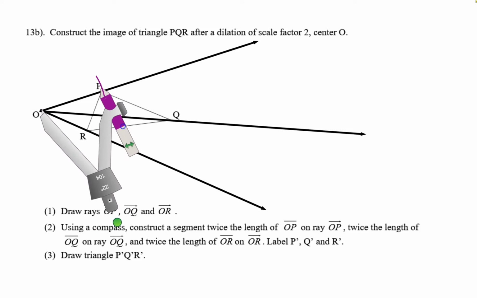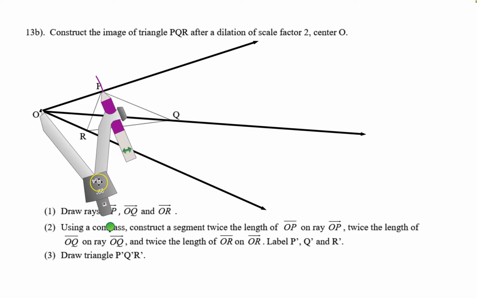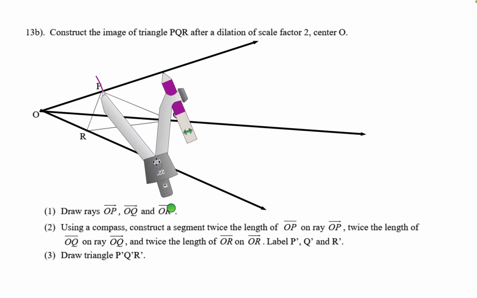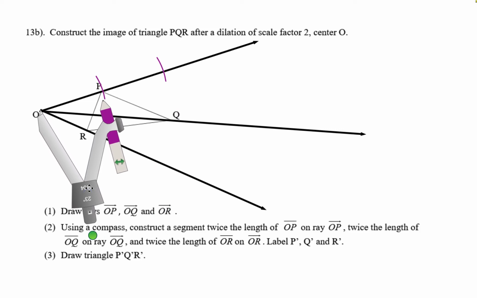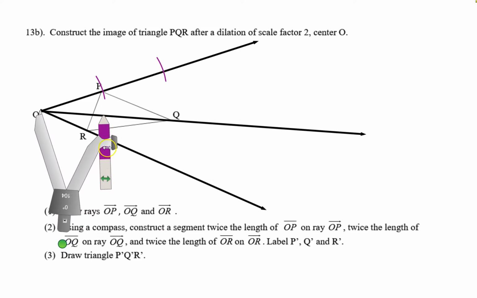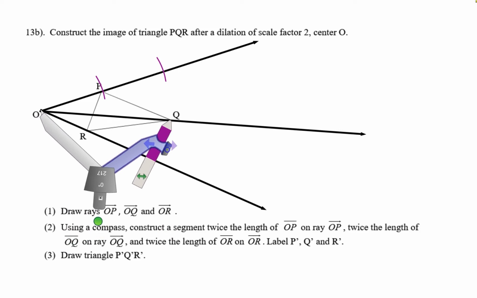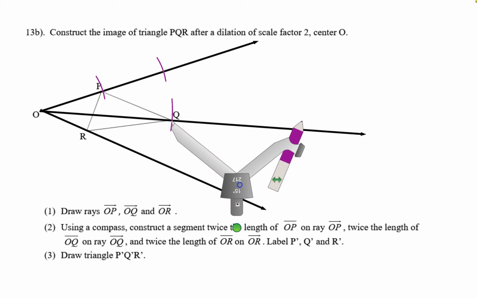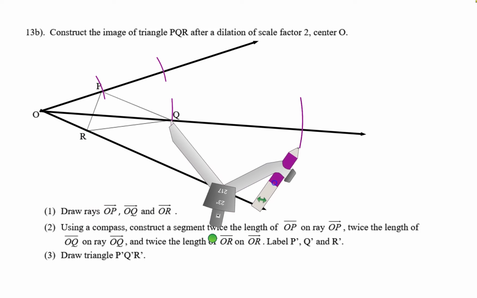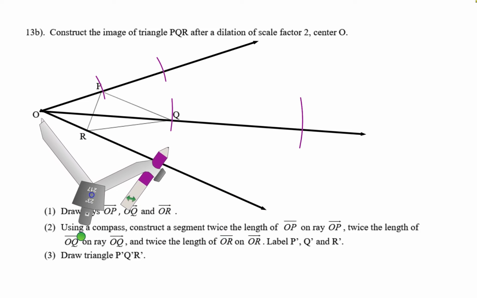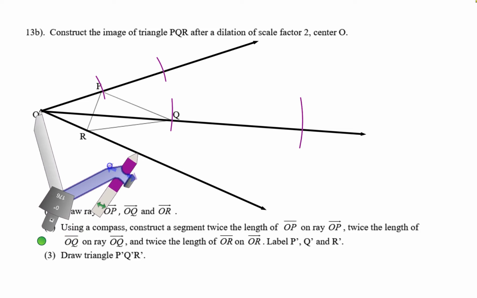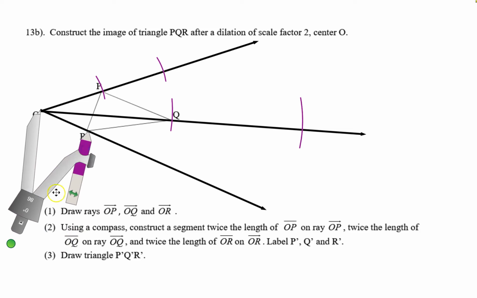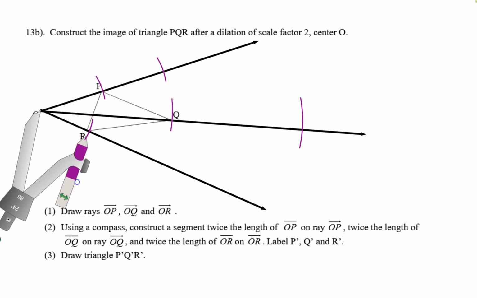So I'm going to copy the distance from O to P, and if I want this to be twice as large, I have to copy the segment twice. And I'm going to do the same thing for each of these. So O to Q, I'm going to copy it twice. And O to R.